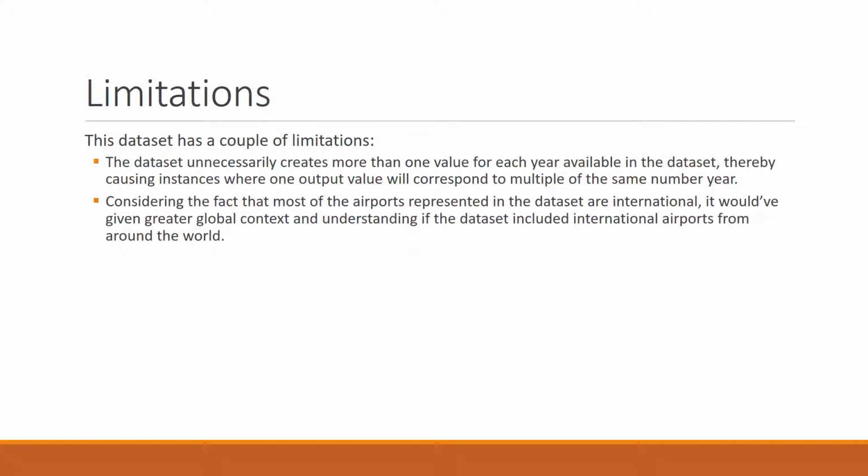For the most part, the dataset is pretty feature complete. However, there are a couple of limitations. So the dataset unnecessarily creates more than one value for each year available in the dataset, thereby causing instances where one output value will correspond to multiple of the same number year. You'll see more on what I'm talking about later in the presentation, specifically when I get to my line plot.